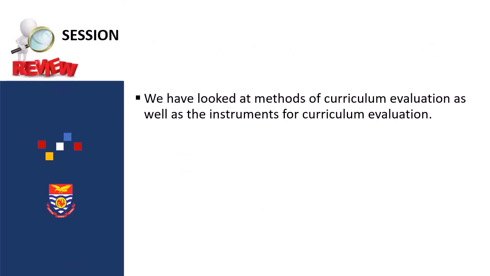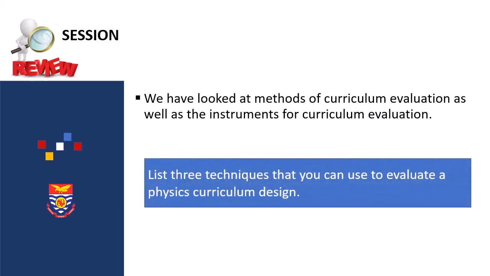Now, students, we have looked at methods of curriculum evaluation as well as the instruments for curriculum evaluation. And we saw that with the methods, we have observation, interview, questionnaire administration, and testing. And based on these methods, we can get instruments such as the interview guide, the observation guide, the questionnaire, and test items or examination.